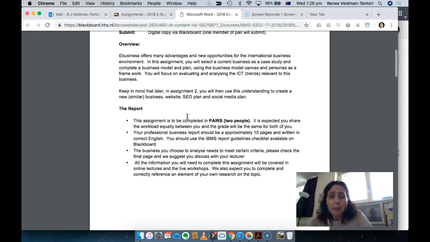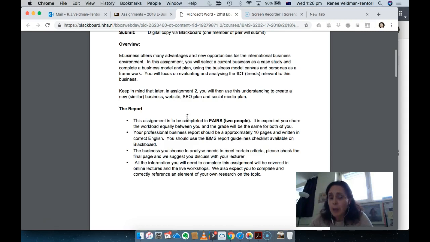So you're doing the assignment in pairs, and you should be sharing the workload equally. If there are issues, please try and sort it out as best you can. If there really are major issues, you can of course approach the lecturers. But working in teams or groups or working with other people is an important skill in business.